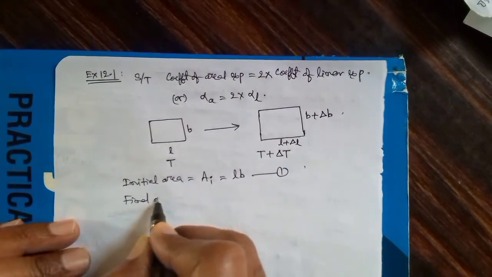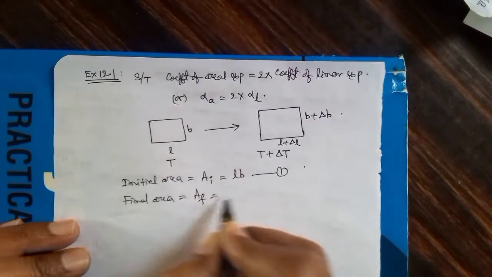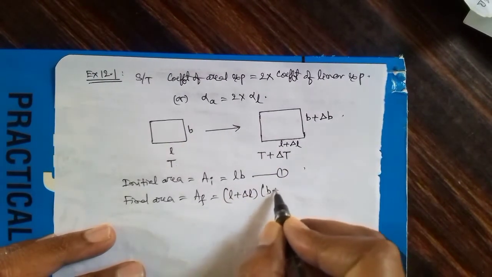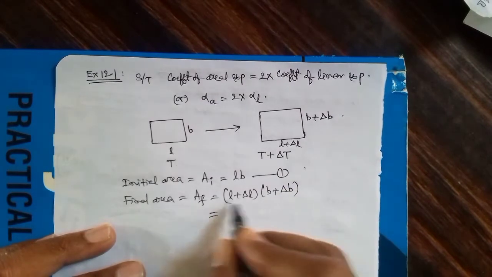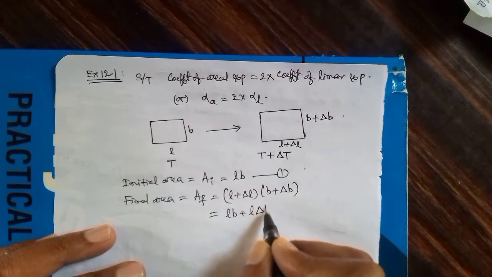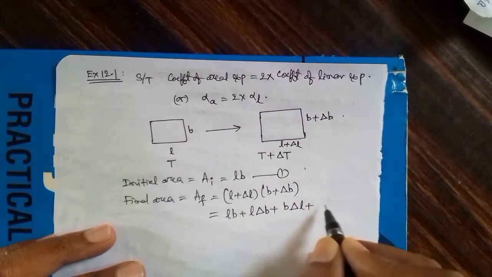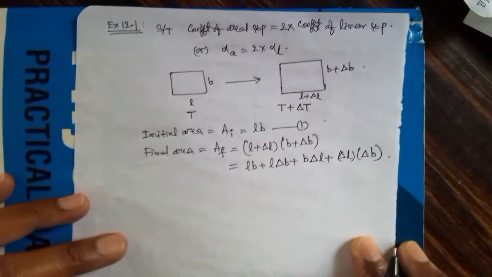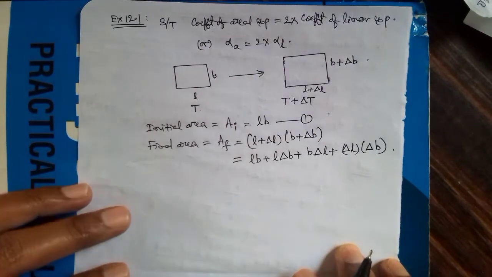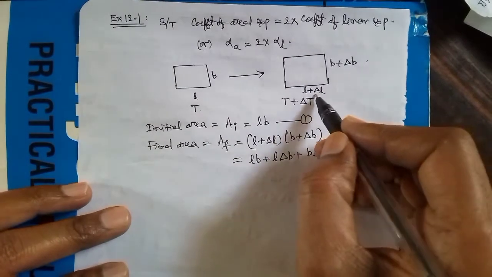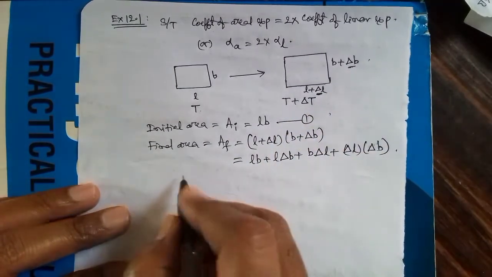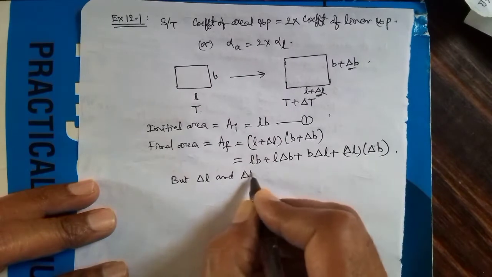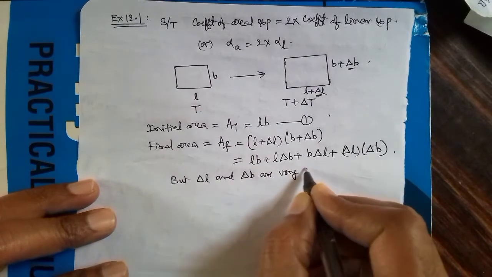Final area is (L plus delta L) into (B plus delta B), which is LB plus L into delta B plus B into delta L plus delta L into delta B. But you know, the increase in length or the increase in breadth is very small, so delta L and delta B are very small.